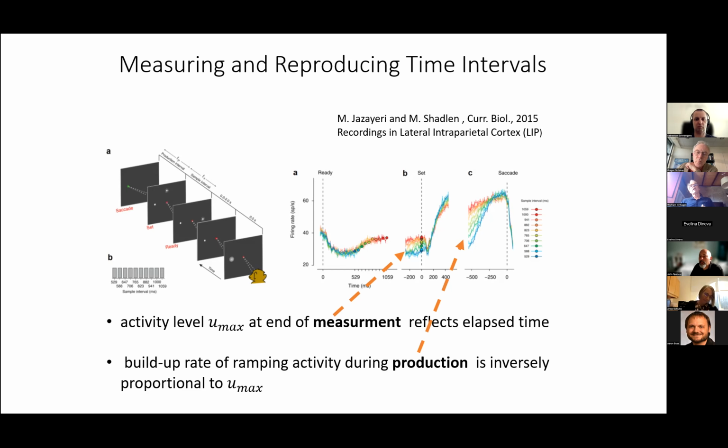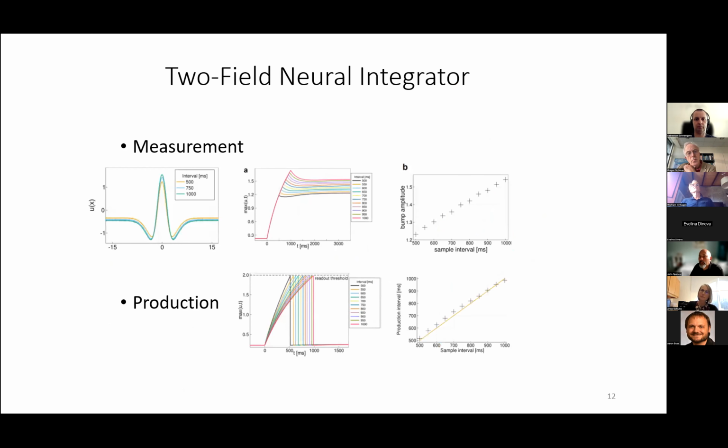And so if you have ramping activity, you can explain it simply with the integrator. Here is just an experiment. You have the bump with different heights, representing in this case the measured interval. Here you see it ramps up and settles down at different levels, in the middle panel. And on the right you see that the sample interval correlates well, a linear increase with the bump amplitude.